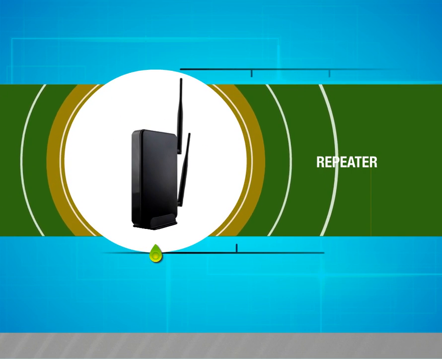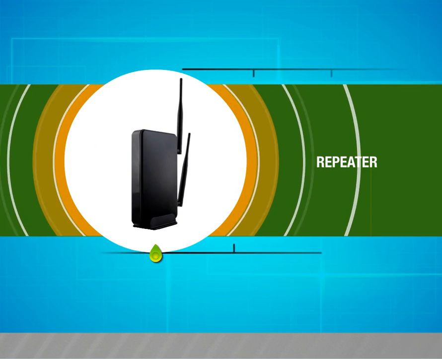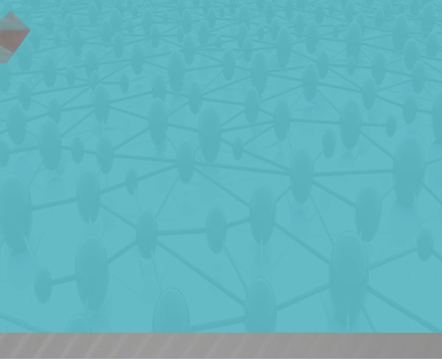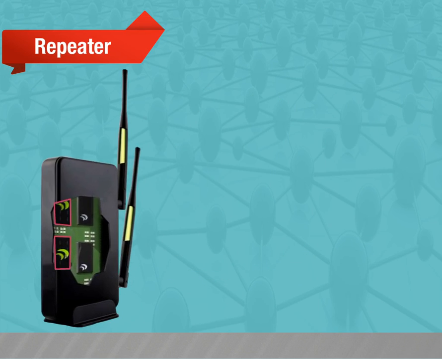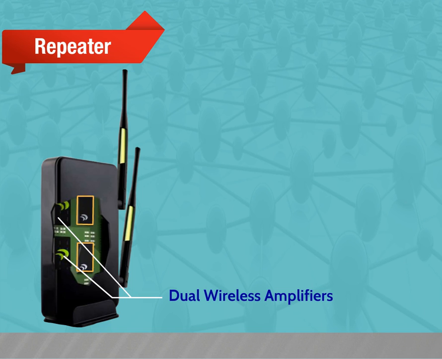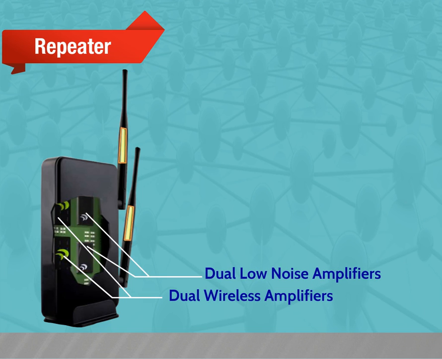Repeater. In this video, we are going to learn about repeater. A repeater is an electronic device that simply regenerates the signal. Dual wireless amplifiers, dual low noise amplifiers, dual external high gain antennas.